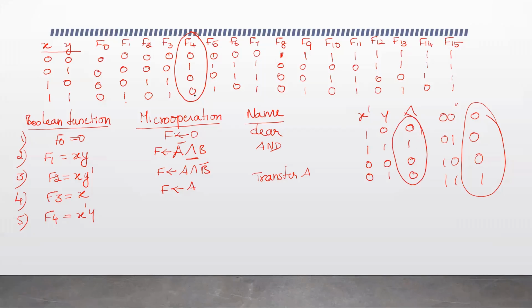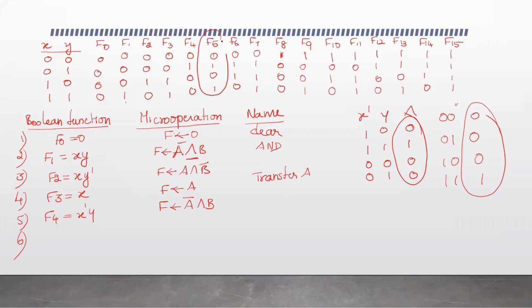Okay, so here the micro operation involved in this function is x complement and y. So we write it here as A complement and B. This is already the operation, the name of the operation is AND, we have already written. And the sixth one.